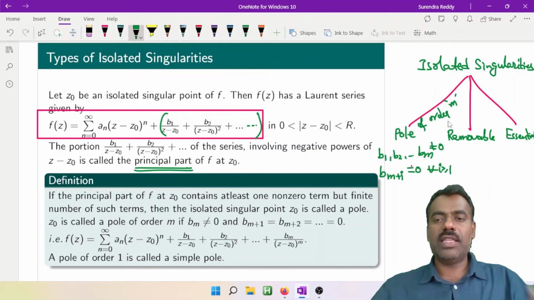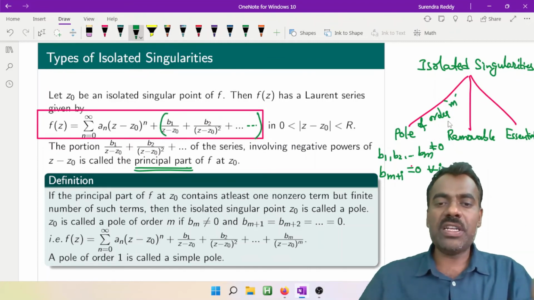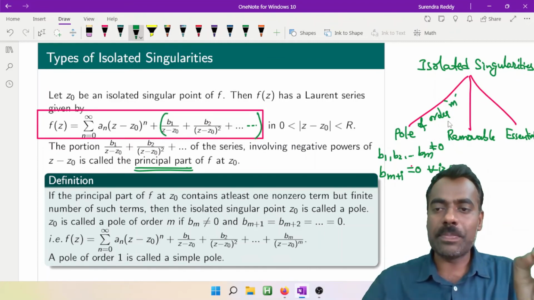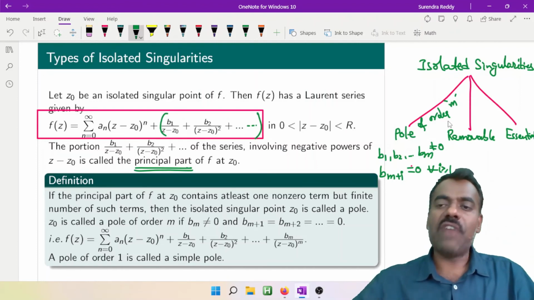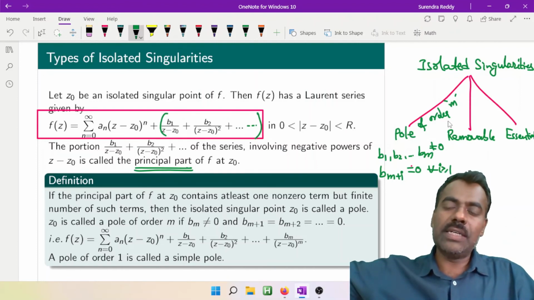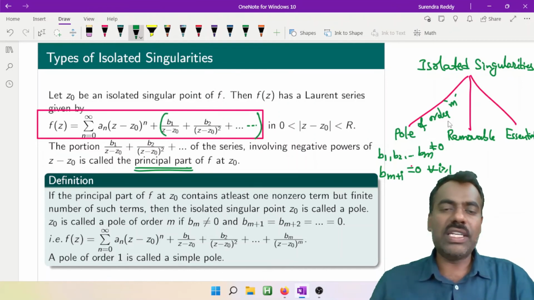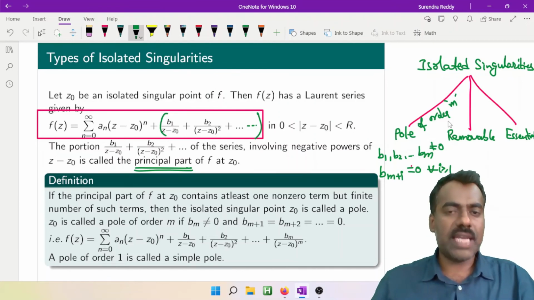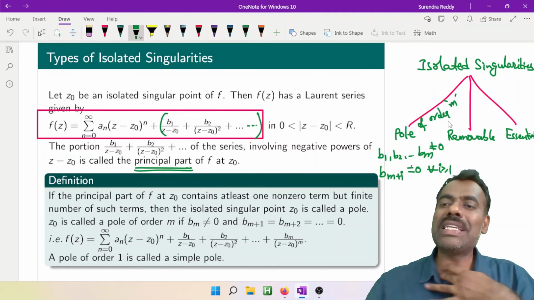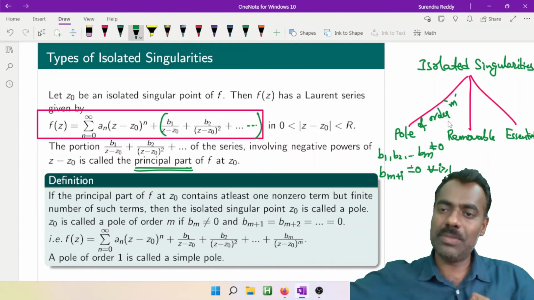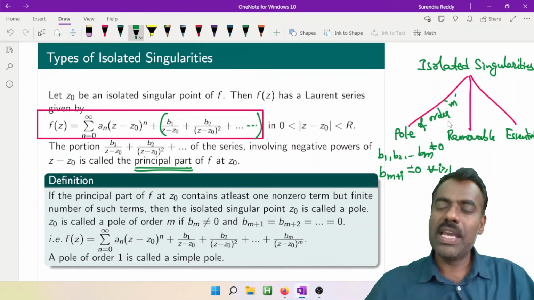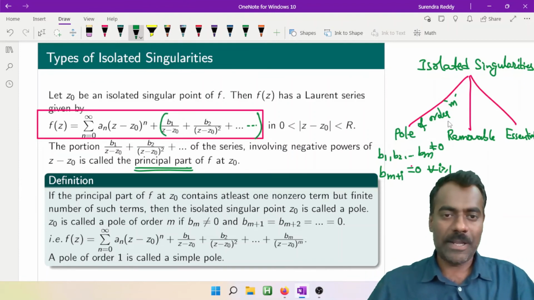If the coefficient of (z minus z naught) to the power m is non-zero, and after that all remaining terms are 0, then we say that that particular isolated singularity is a pole of order m. And if m is equal to 1, that means only the 1 by z minus z naught term is there and all the other negative power terms are 0, then we say it is a simple pole. Okay.